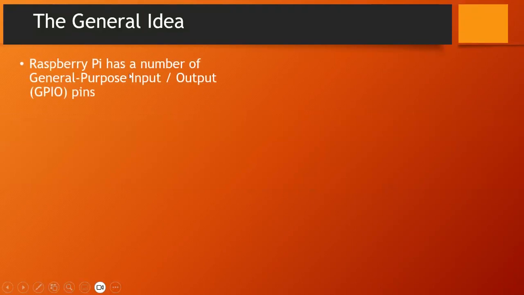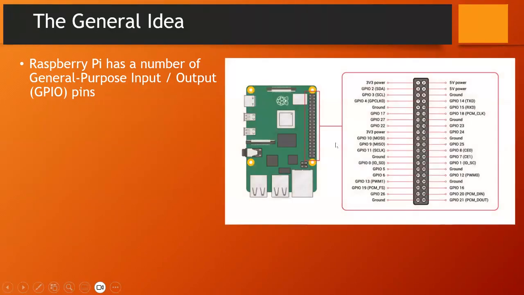So Raspberry Pi has a number of general purpose input and output pins that we call GPIO. And if you look at the picture here, they are right there. You can get this kind of image from the internet. There are hundreds and thousands of places that show this picture. So you just use whatever you want. All right, so here you have the image.